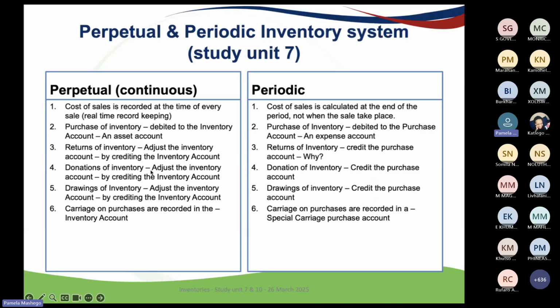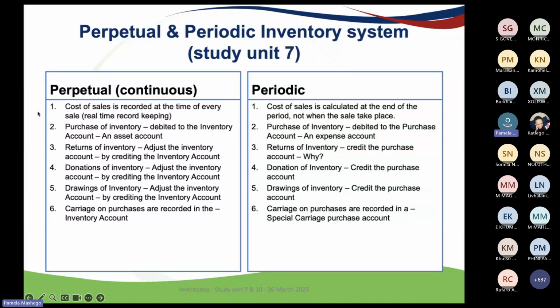So with the perpetual inventory, which means continuous, every time when you buy inventory and when you sell it, you record them straight into your inventory account at the same time you do the transaction. Whereas with the periodic system, we don't do that. Cost of sales is calculated at the end of the period and not when the sale takes place.